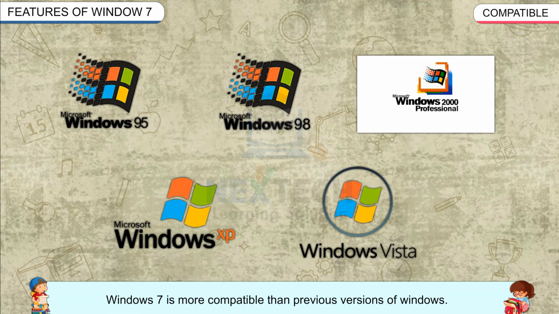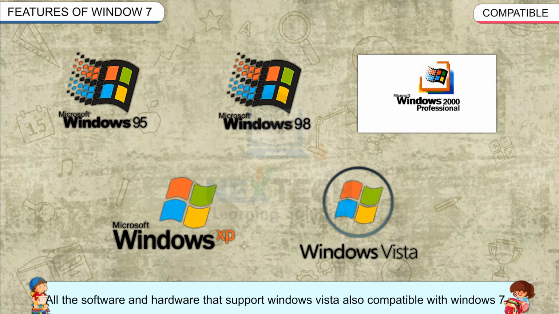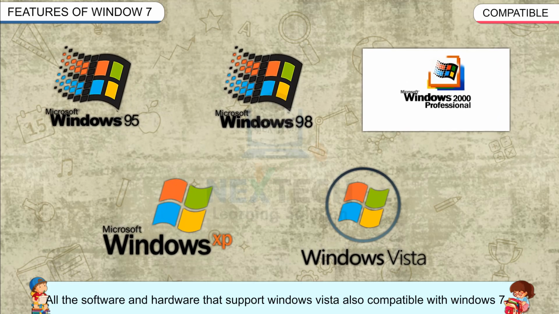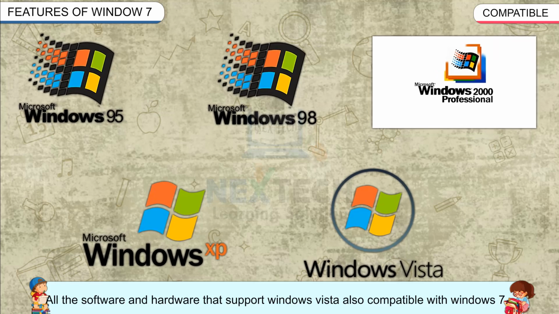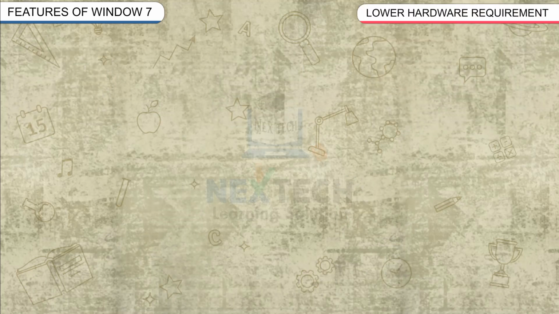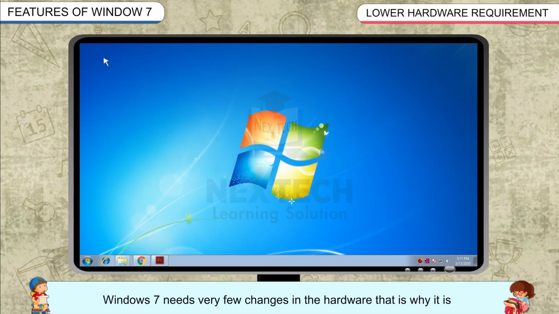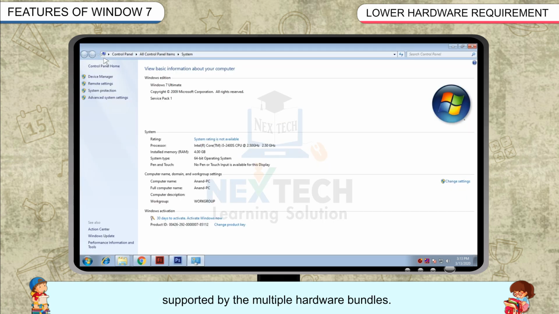Compatible. Windows 7 is more compatible than previous versions of Windows. All the software and hardware that support Windows Vista are also compatible with Windows 7. Lower hardware requirement. Windows 7 needs very few changes in the hardware. That is why it is supported by multiple hardware bundles.